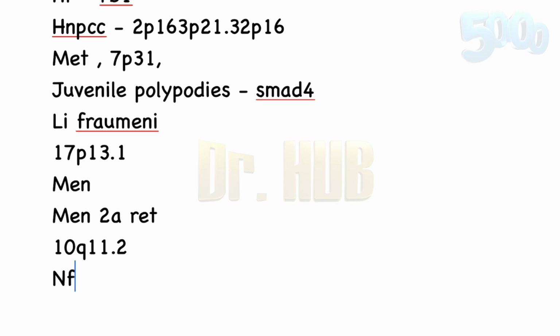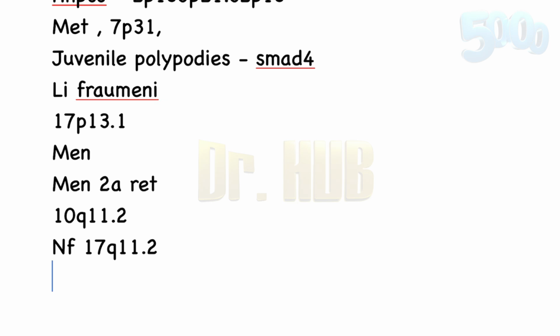Now when you look at neurofibromatosis, it has two varieties. One is NF1, two is NF2. One is by 17q11.2. Now two is by 22q12.2.